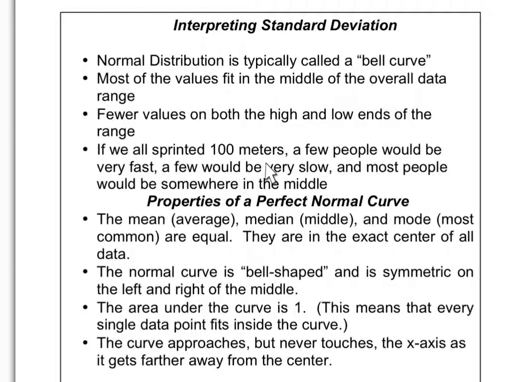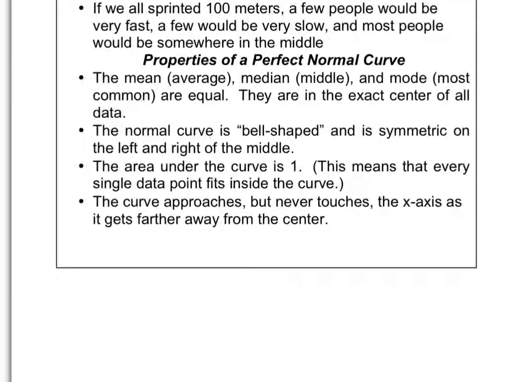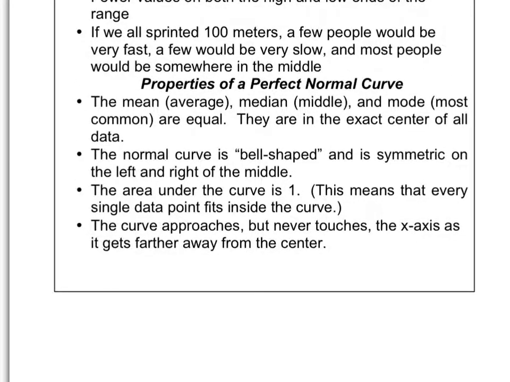Okay, so the properties of a perfect normal curve. The mean, the median, and the mode are all equal. They're all the same. They're in the exact center of all the data. Okay? The normal curve is bell-shaped. It's symmetric on the right and the left. That means if I cut it down the middle, the right half and the left half are going to be exactly the same.